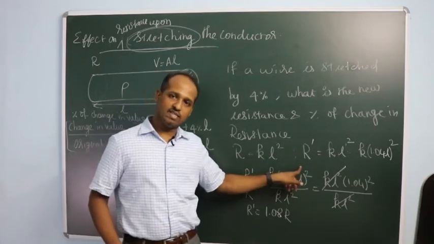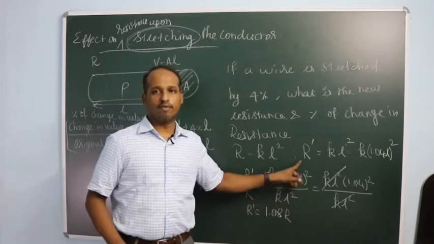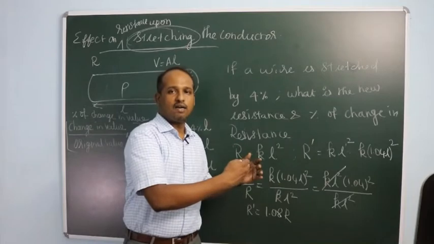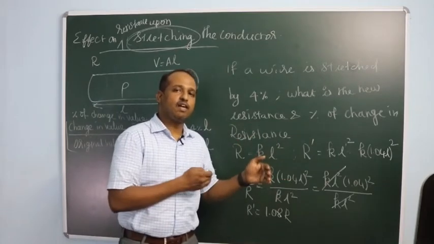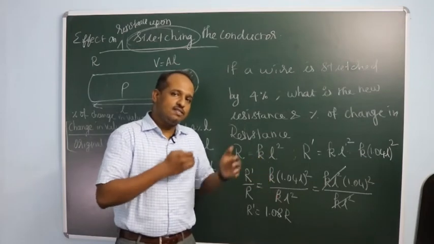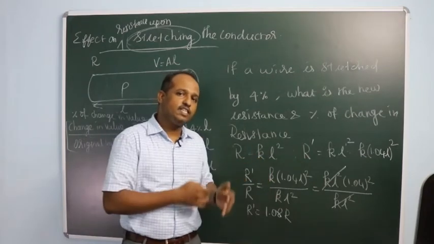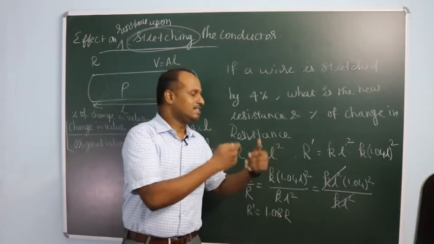Sometimes if r prime is less, it is r minus r prime. It is always like r, the final value minus initial value. If the final value minus initial value comes out to be negative, resistance decreases. If final value minus initial value comes out to be positive, the resistance increases.